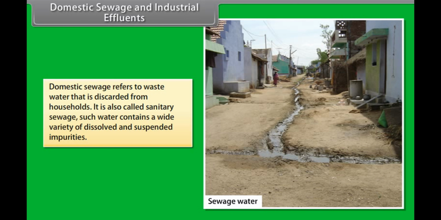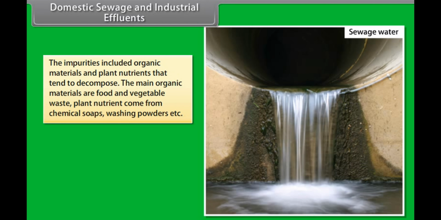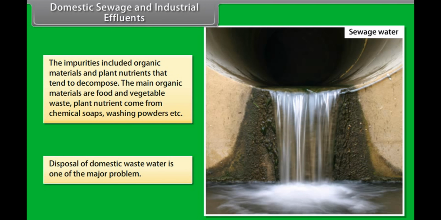pesticides. Domestic sewage and industrial effluents. Domestic sewage refers to wastewater that is discarded from households. It is also called sanitary sewage. Such water contains a wide variety of dissolved and suspended impurities. The impurities include organic materials and plant nutrients that tend to decompose. The main organic materials are food and vegetable waste. Plant nutrients come from chemical soaps, washing powders, etc. Disposal of domestic wastewater is one of the major problems.